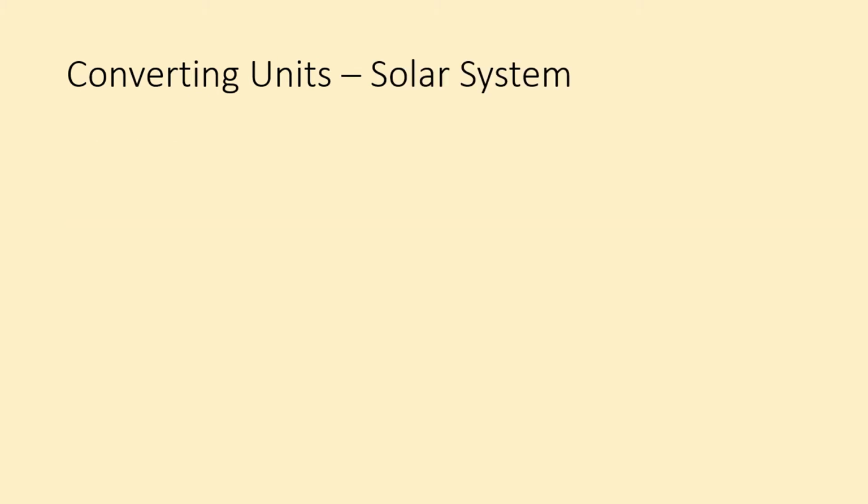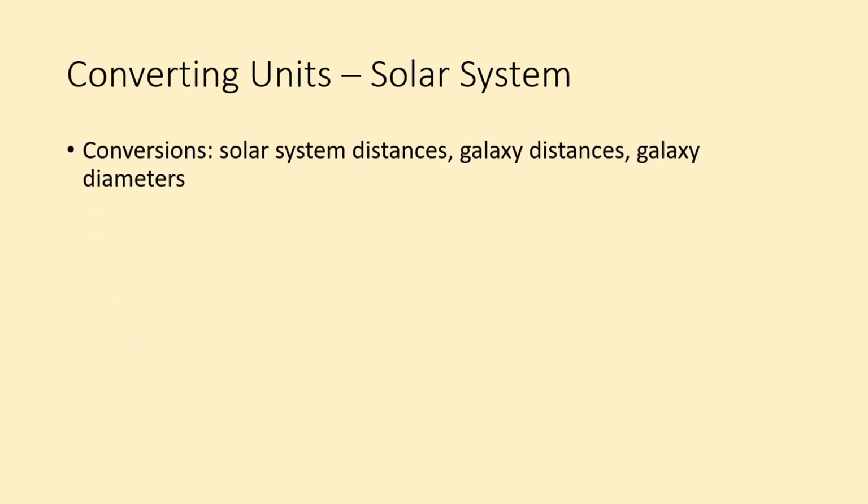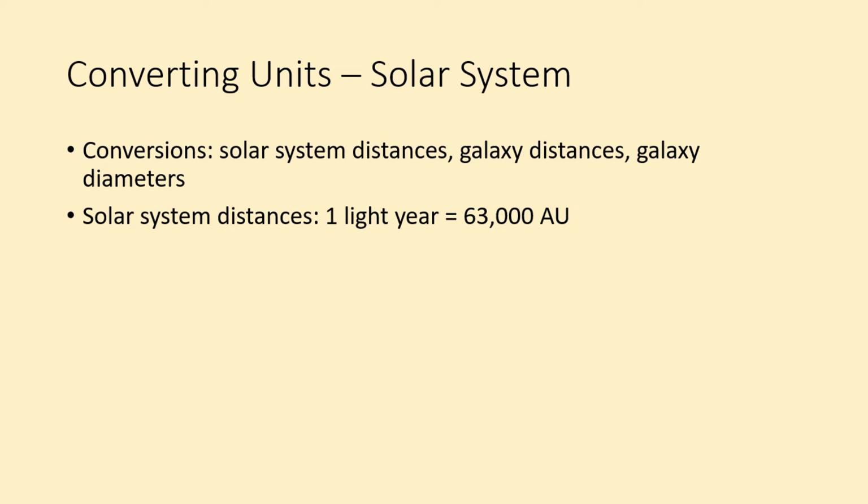We need to convert three sets of units: the distances to the solar system objects, the distances to the galaxies, and the diameters of the galaxies. We'll go through how we do each of these. The solar system distances are all given in AU. To convert these into light years, we'll use the fact that 1 light year is 63,000 AU.